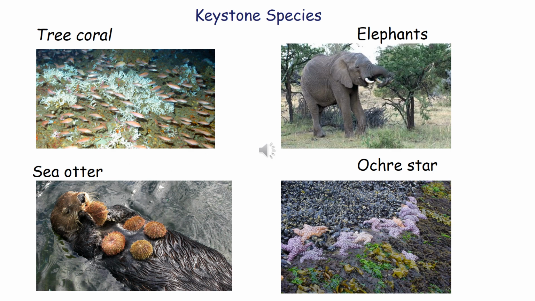Here are some examples of keystone species. The branching tree coral is found in temperate waters, around Florida and the South Atlantic states on the coast. Its relationship with the symbiotic microalgae is important, and it also forms somewhat like small forests of this coral that provide habitat for many other organisms. It's been found that when this is removed, a lot of other species leave the area or do not survive.